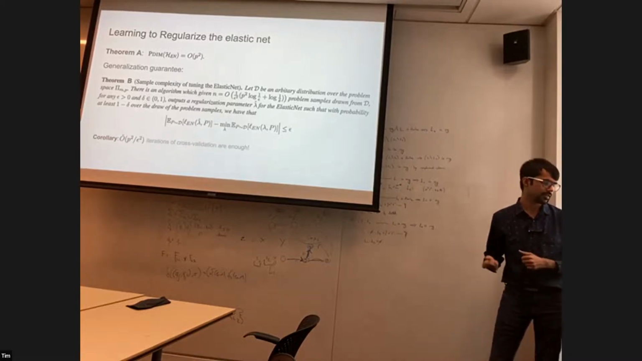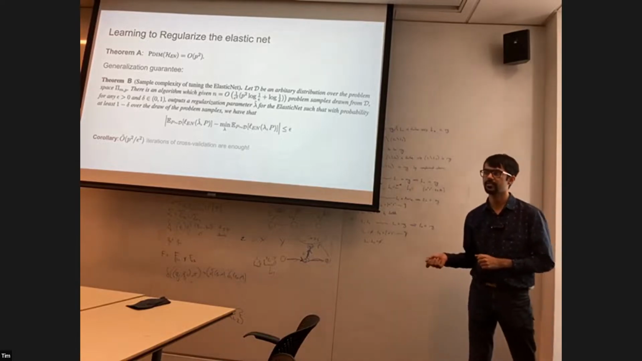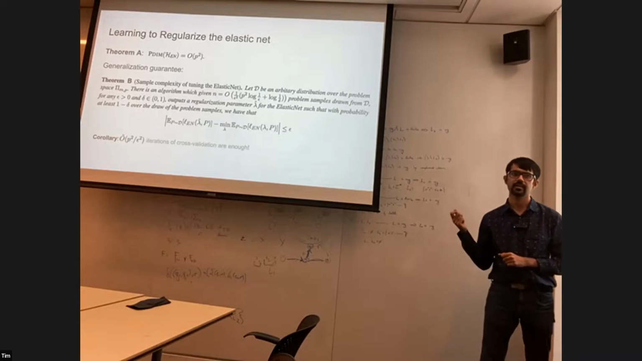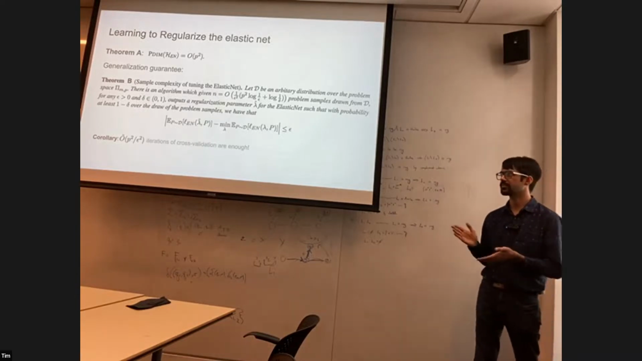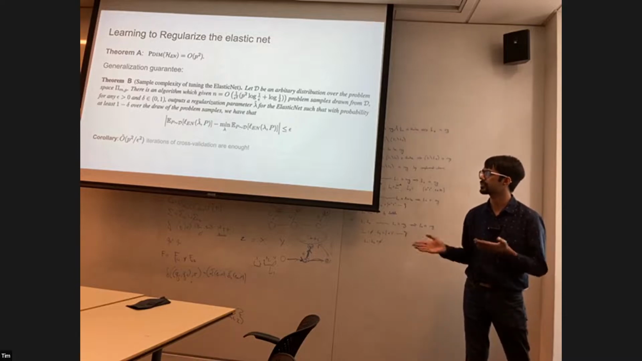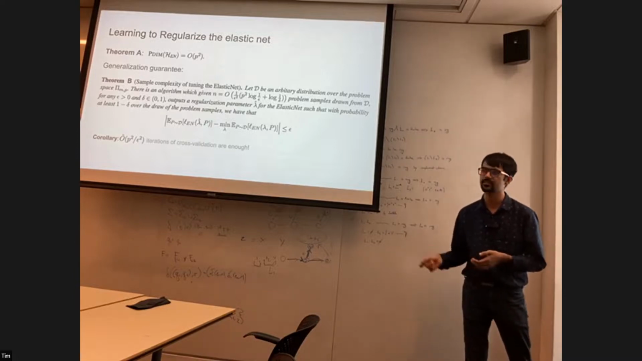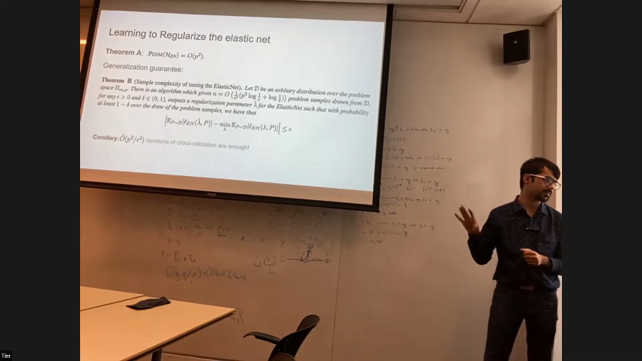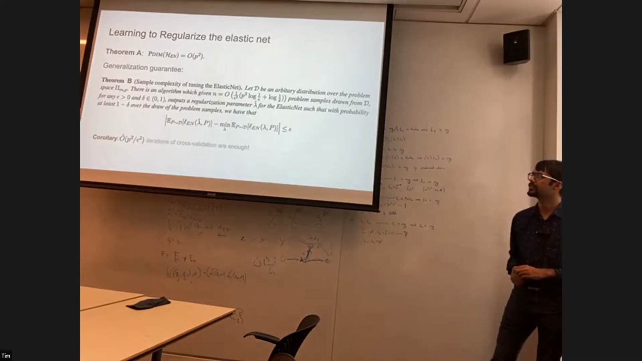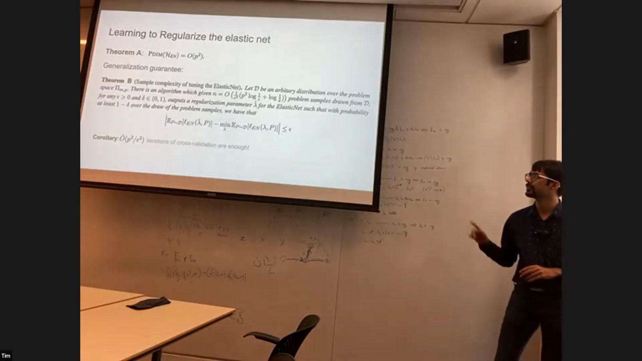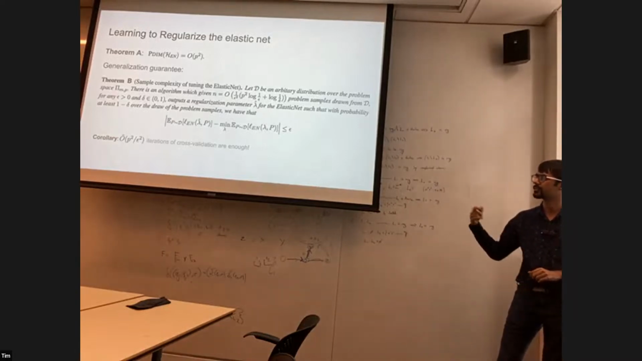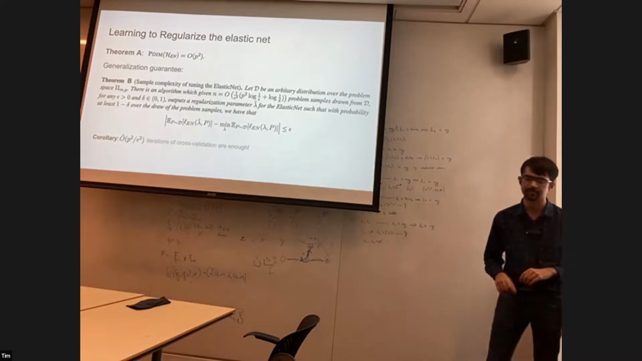A simple corollary of this is for many popular cross-validation techniques, like leave one out cross-validation, or Monte Carlo cross-validation, where you do a random split in a fixed proportion and you do it several times. We show that this many iterations of cross-validation are enough to guarantee epsilon approximation for the generalization loss.